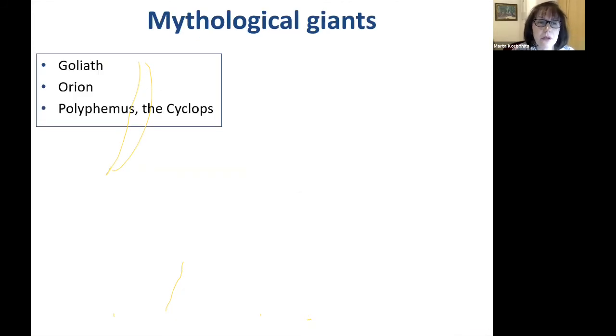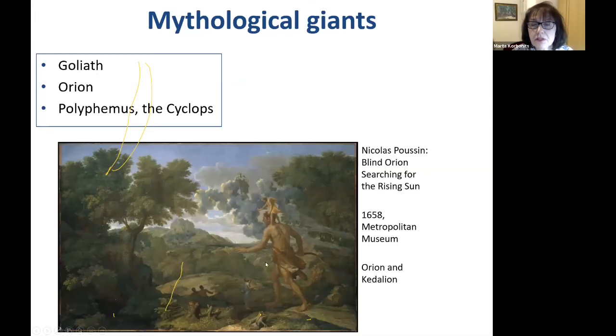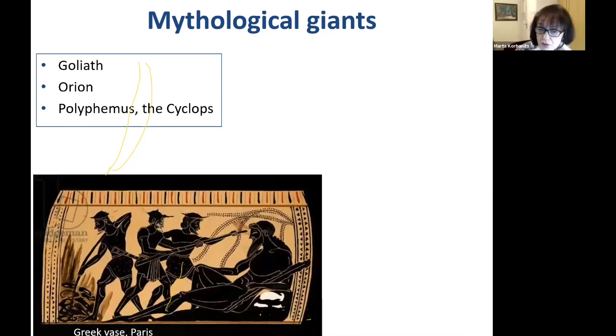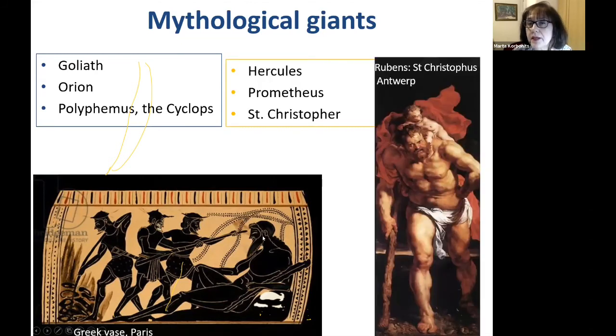So if we go back to mythology, we see that Goliath was a giant, but there is another giant called Orion, and Orion had to have a helper standing on his shoulders to tell him which way to go, and that's because he was blind. So now we understand why blindness and being a giant are related to each other. And here is another giant who was apparently blinded by Odysseus and his men, but still a giant associated with blindness. We also know other giants, Hercules, Prometheus, and Christopher.